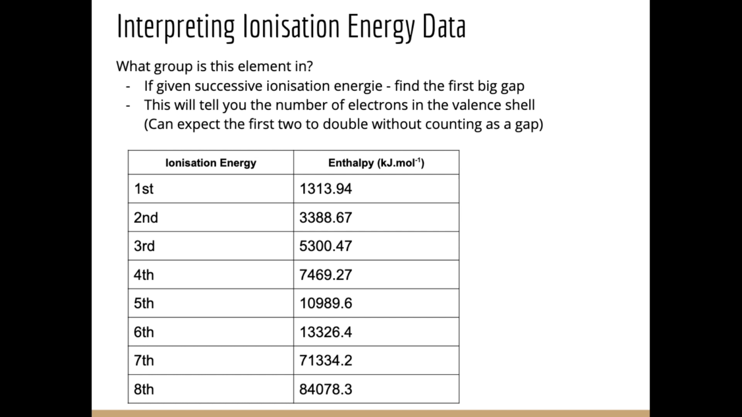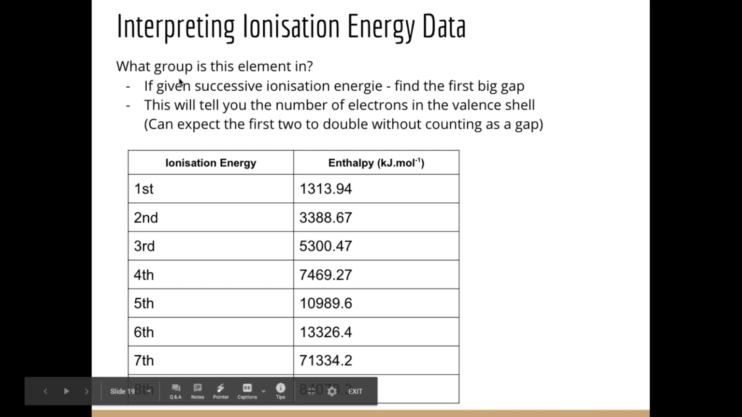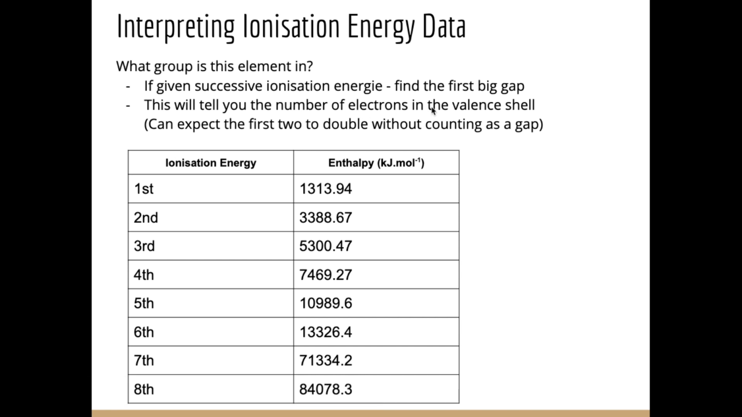What if you weren't given the graph at all? You were just given the raw data of the ionization energies. We're asked, what group is this element in? If given successive ionization energies, find the first big gap. This will tell you the number of electrons in the valence shell. You can expect the first 2 to double without counting as a gap. All right, so the first ionization energy, we have 1300, then we have 3300, 5300, 7400. So we're increasing by about 1200 each time. There's been no big gap yet.